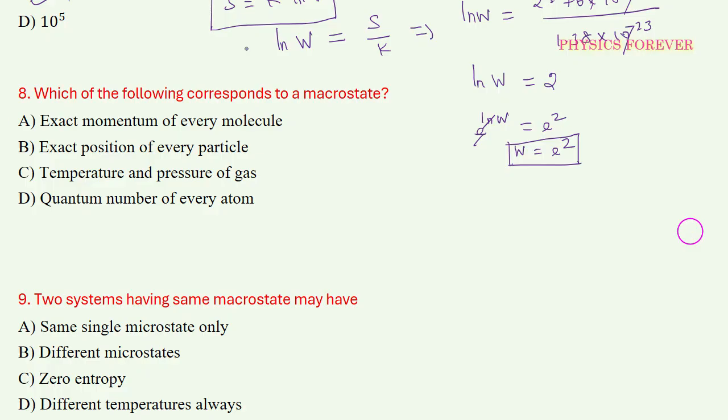Okay, so question number 8: which of the following corresponds to a macrostate? That is the important thing. For a macrostate there should be temperature, volume and pressure. Here no, here no, here no, here is the temperature. Option C is correct. Okay, then temperature and pressure of gas. So option C is correct.